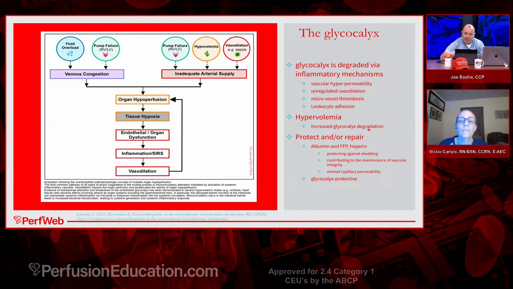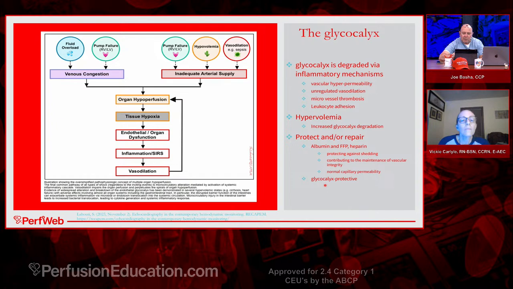Hypervolemia increases glycocalyx degradation, and albumin and FFP and heparin are protective and help to repair it, protecting against shedding and contributing to the maintenance of vascular integrity and providing for normal capillary permeability. So we want to protect the glycocalyx.